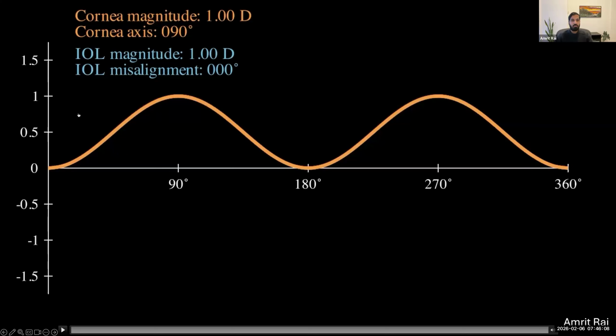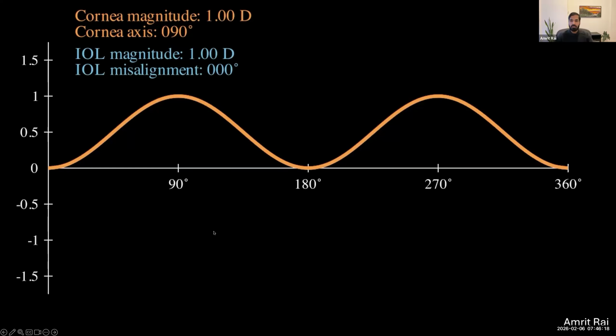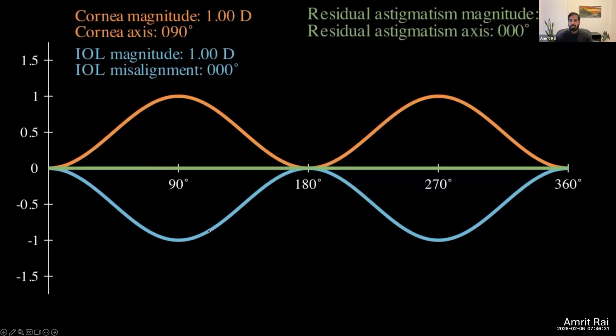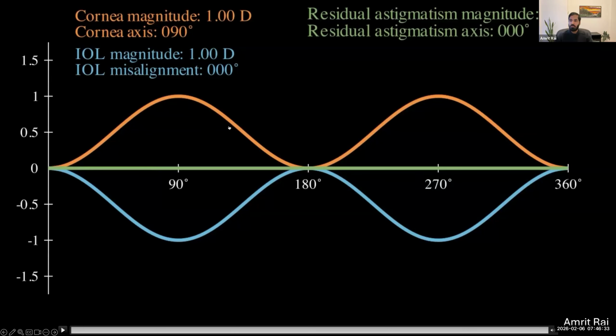Again, this orange curve represents a cornea with one diopter of with the rule astigmatism. So we have one diopter and the axis is 90. You can see the highest power occurring at that 90-degree mark. We can represent a toric IOL with one diopter of correction as flipped across the x-axis. If we add these two curves together, we get this green line, which represents the residual astigmatism.